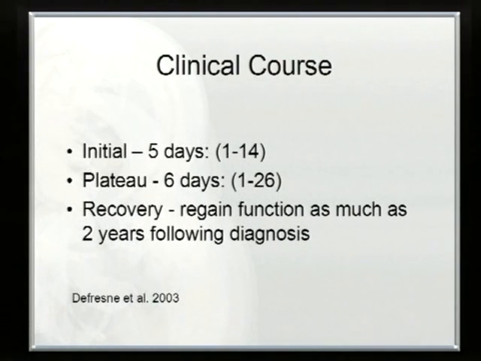So kids, when they present with transverse myelitis, tend to go downhill to their lowest point perhaps faster than adults do. The plateau phase is a phase where you are stable, not much changes, and there's no sign that you're getting better. And in this series, it was defined as 1 to 26 days with an average of 6 days. And then the recovery phase, where you can regain function.